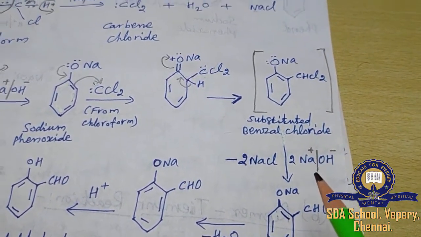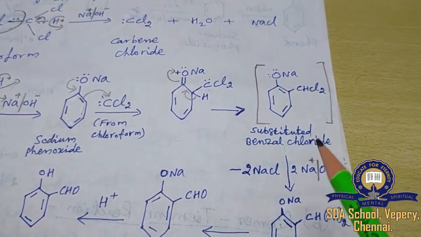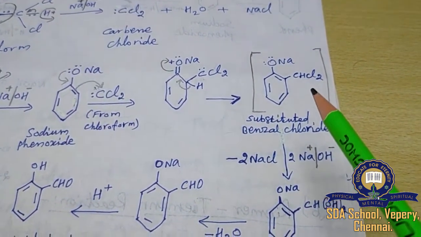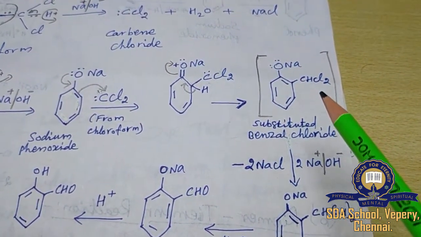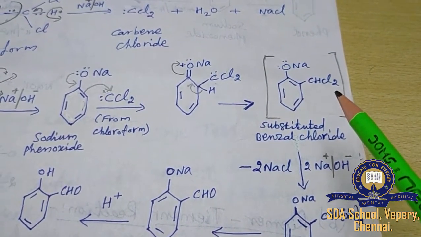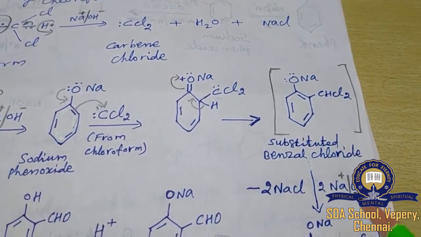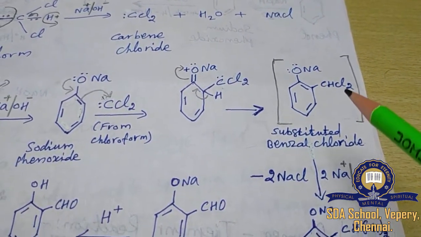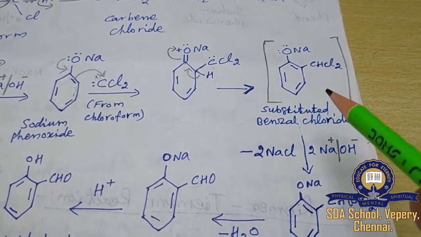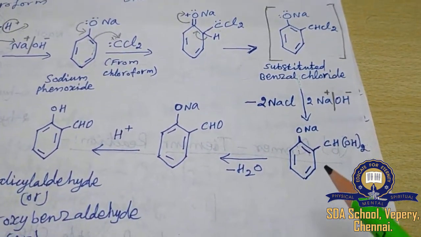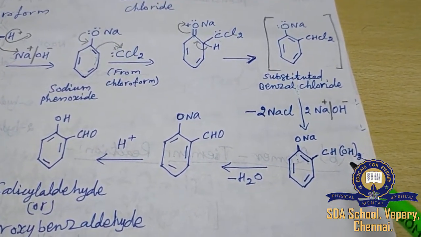Now it is allowed to react with the sodium hydroxide. The 2 molecules of sodium hydroxide are allowed to react with that benzoyl chloride. That 2 sodium ions combined with the 2 chlorines to eliminate a sodium chloride molecule, and then 2 OH minus groups combined with that carbon to give you a formula as benzene ring ONa and CH OH twice.